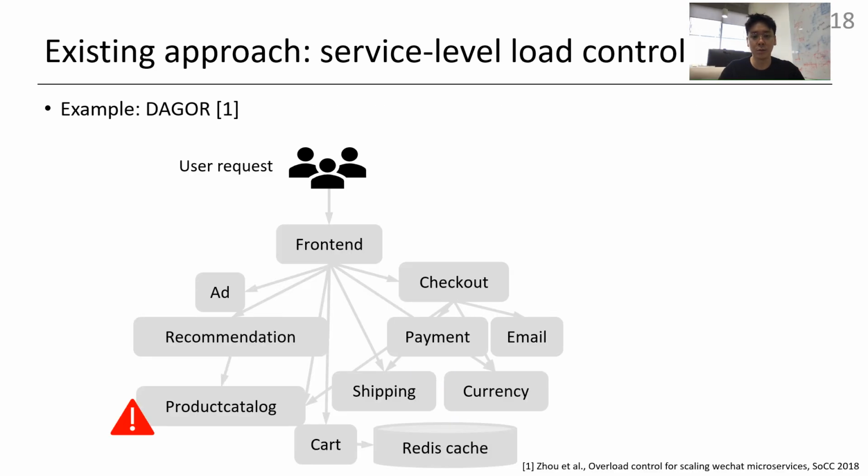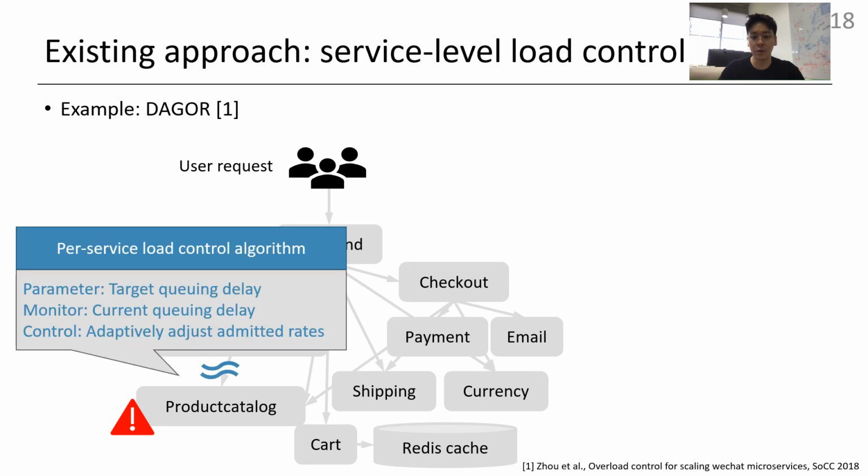Existing approaches resolve overload by service-level load control. In Dagor, for example, it utilizes queuing delay at each individual microservice and adaptively adjusts admitted rates until the current queuing delay meets the target queuing delay. Per-service load control utilizes local observations and makes load control decisions at each individual service.